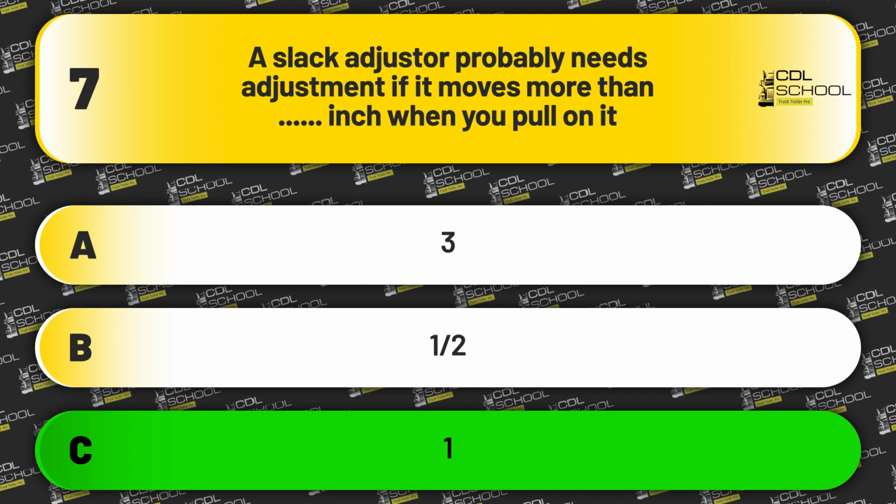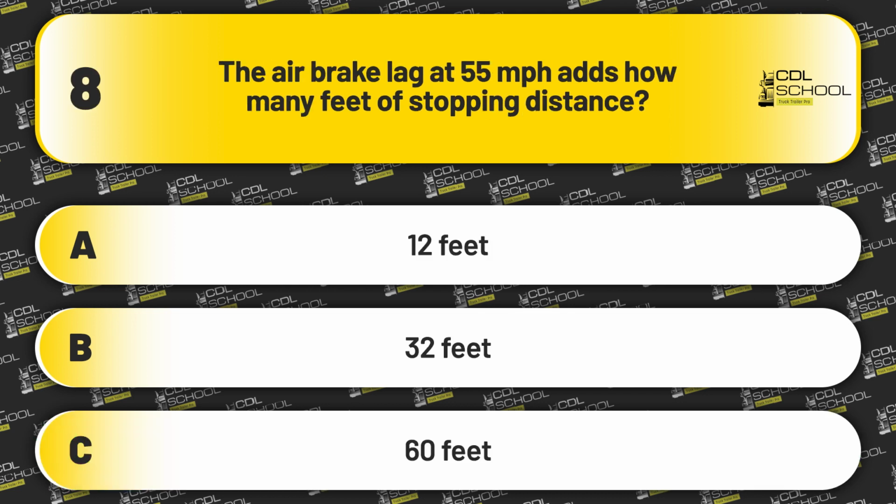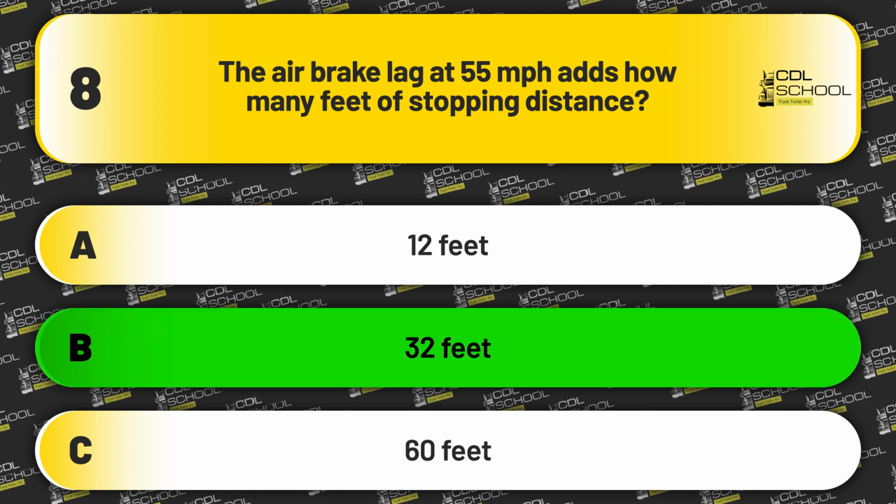1 inch. The air brake lag at 55 miles per hour adds how many feet of stopping distance? A. 12 feet, B. 32 feet, or C. 60 feet. The correct answer is, the air brake lag at 55 miles per hour adds 32 feet of stopping distance.